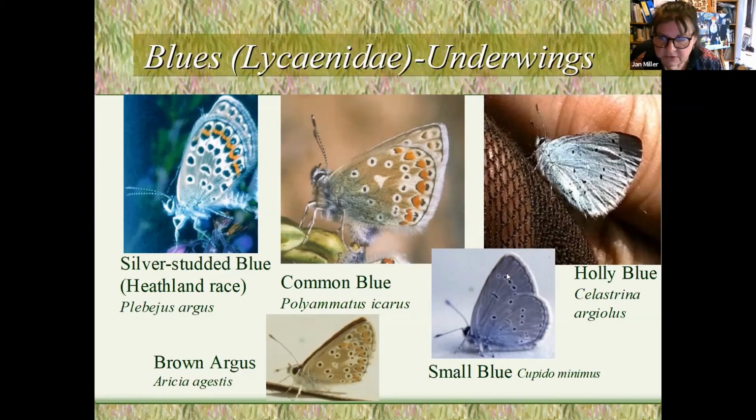It's very similar to the holly blue in being pale blue with no orange at all on the underside, but you can see it's got a more regular pattern of black dots. On the top, it's just brownish blue.